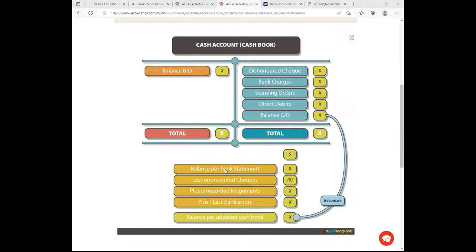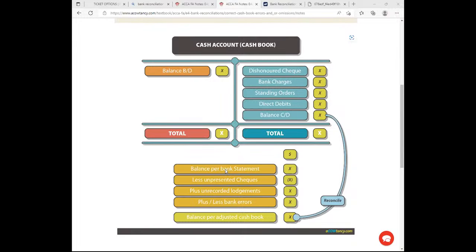We less unpresented checks. Those checks that I told you I give to my lecturers, but they have not presented for payment. So I must come and deduct them there. And then I will add any unrecorded lodgements.